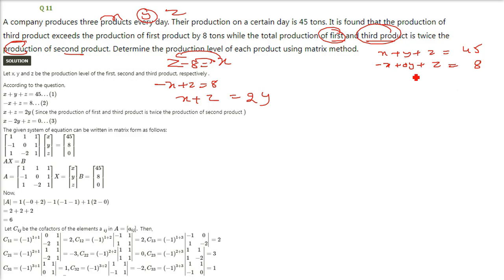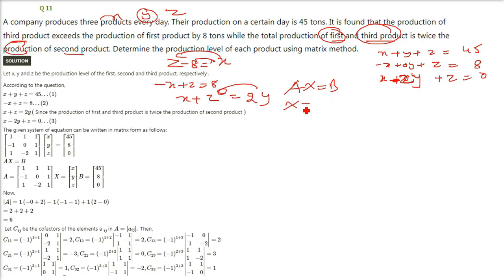Well, let me write it like this. This will be X minus 2y, and it is negative 2y. 2y I am taking on the left hand side. So X minus 2y plus Z is equal to 0. Right? So AX equals B we are going to use.